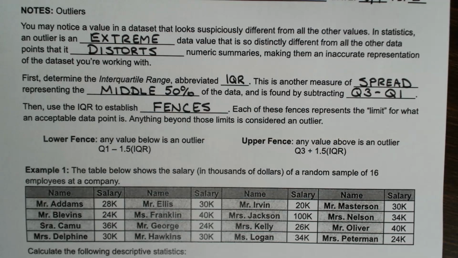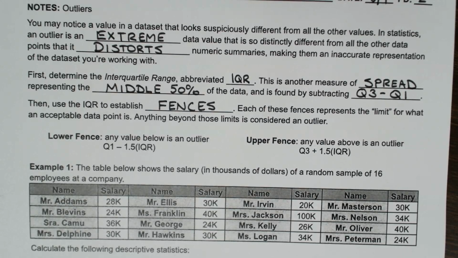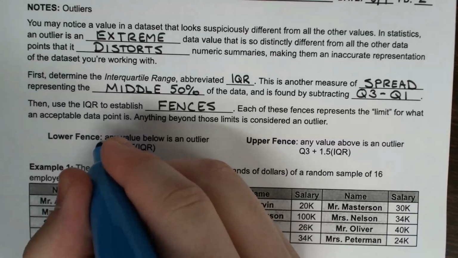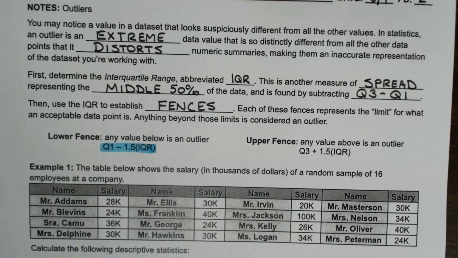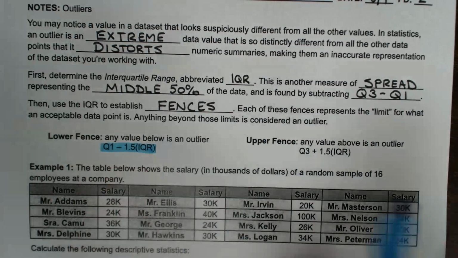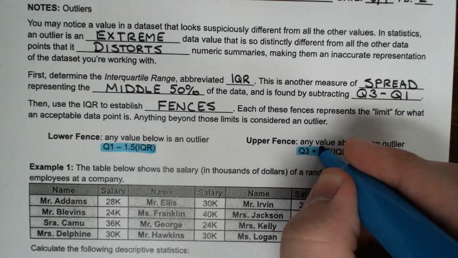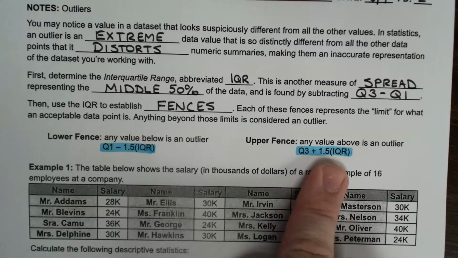Each of these fences is going to represent a limit for what is an acceptable data point. Anything that's beyond those limits is going to be considered an outlier. And the formulas are right here. For the lower fence, you start at the first quartile and you subtract 1.5 times the IQR. Anything lower than this number is going to be an outlier. For the upper fence, start at Q3 and add 1.5 times the IQR. Anything above that number is also going to be considered an outlier.